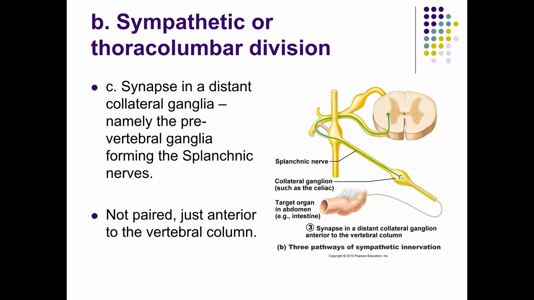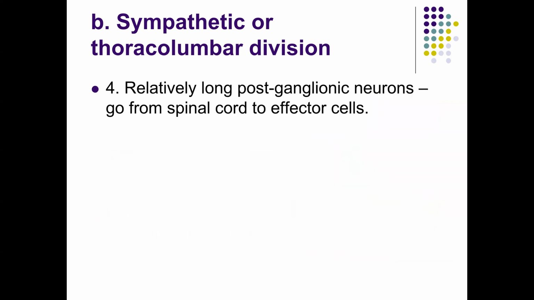All the autonomic fibers have 2 fibers, preganglionic and postganglionic. The first fiber comes out and synapses at the same level in the sympathetic trunk. The next option is it can come out and synapse at either a higher or lower level in the sympathetic trunk. That's a preganglionic fiber. Or lastly, it can synapse in a distal collateral ganglia, namely the prevertebral ganglia forming the splanchnic nerves, which primarily go to the GI system. And these ganglia are not paired, and they're anterior as opposed to being bilateral to the vertebral column.